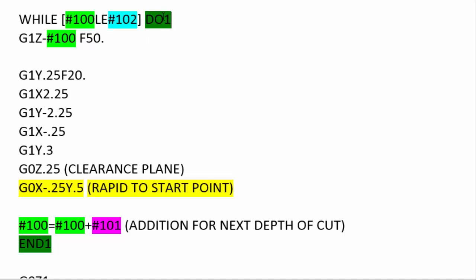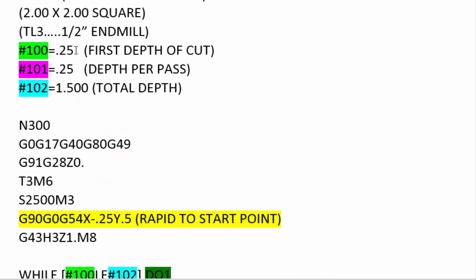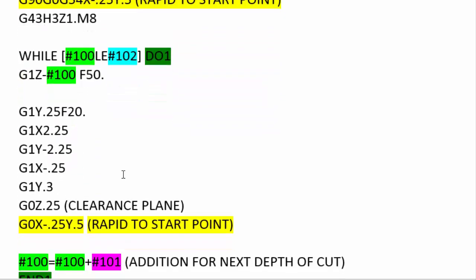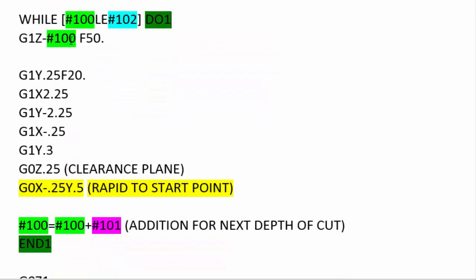When it sees that the conditional statement has not been satisfied yet, it looks at the geometry between the word DO 1 and down below here, END 1. The first move we're going to make is a feed move of G1 Z-#100. Remember, #100 at the top of the program was loaded with a quarter inch. So putting the minus in front of #100 means that we're going to feed to G1 Z-0.250. Then we feed at a rate of 20 and walk around our square.